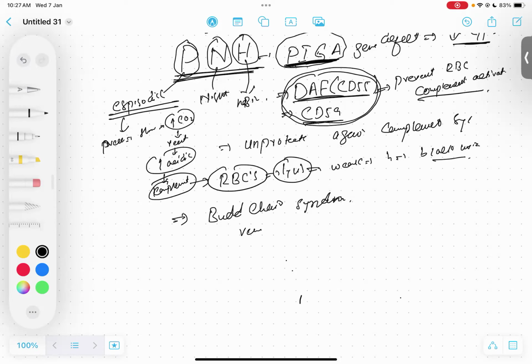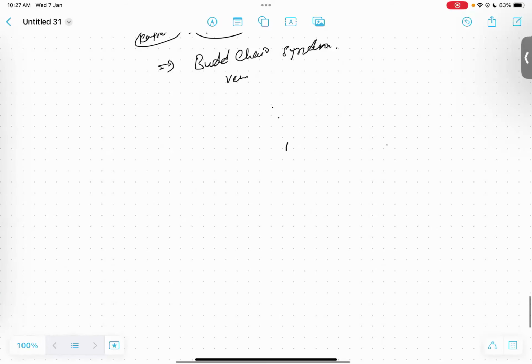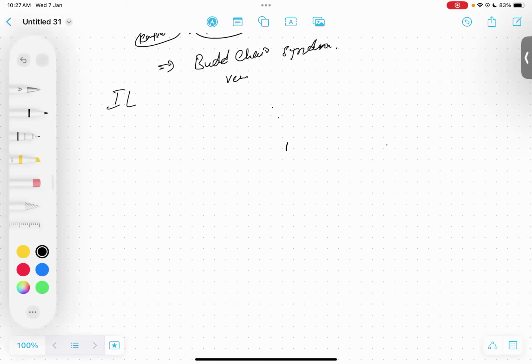So let's discuss the interleukins. Interleukins are cytokines that are produced by different types of cells, and their main action or function is mainly on leukocytes, meaning immune cells, and will cause activation of them.